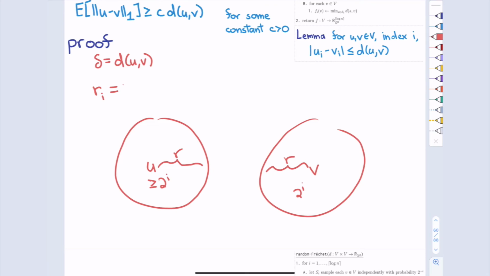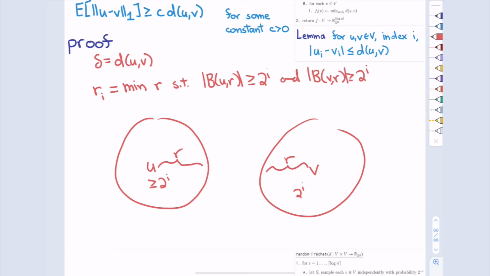So r sub i is going to be the minimum r such that, if I write B(u,r) to be the set of points within distance r of u, I want this to be at least 2 to the i, and B(v,r) is at least 2 to the i. It's sort of weird, but I'm very carefully selecting these radii so that both balls have at least 2 to the i points, which means basically one of them should have exactly 2 to the i and the other will probably have more.